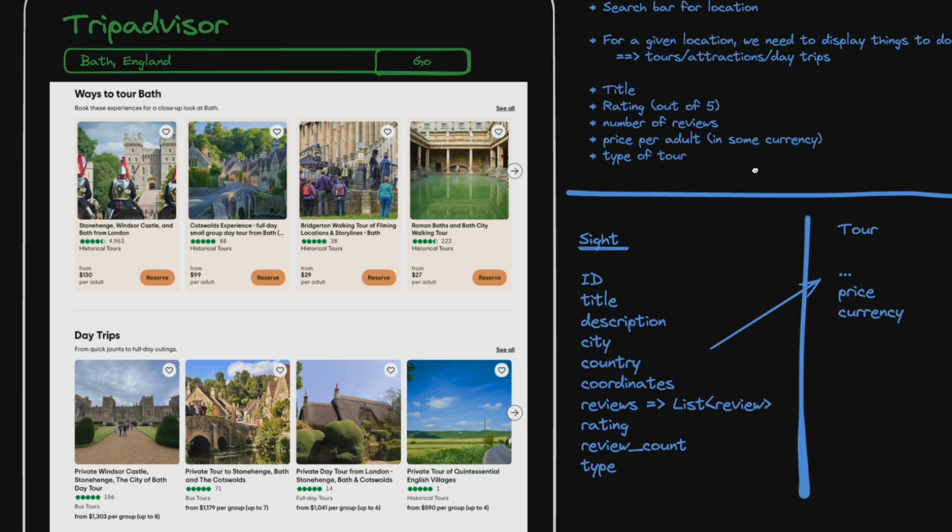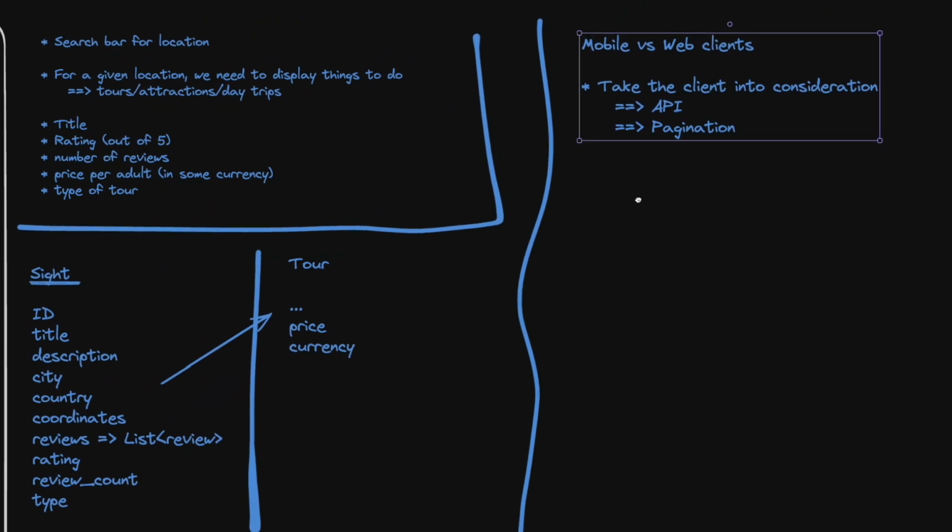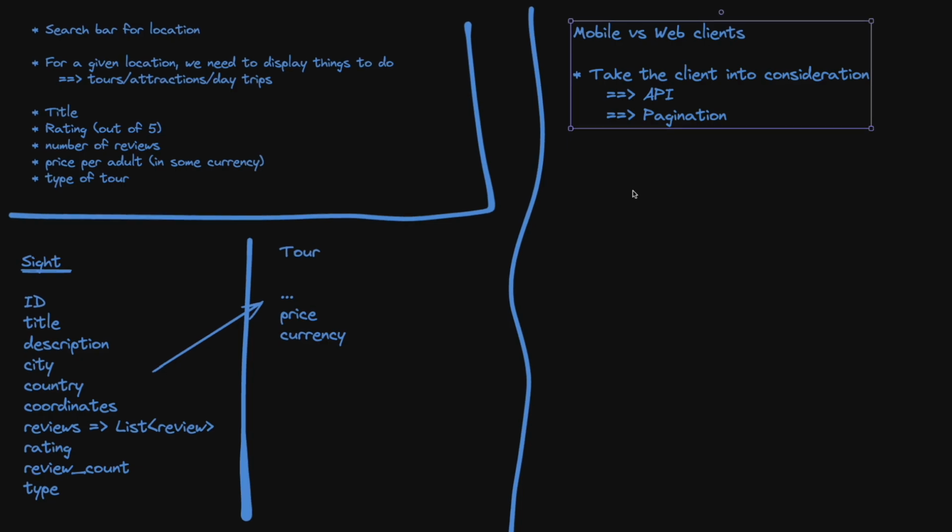So ideally, we want to have some sort of pagination. And also, we need to distinguish between the clients, right? You can fetch a lot more data for a web client than you can for a mobile client. So we need to have some sort of pagination.